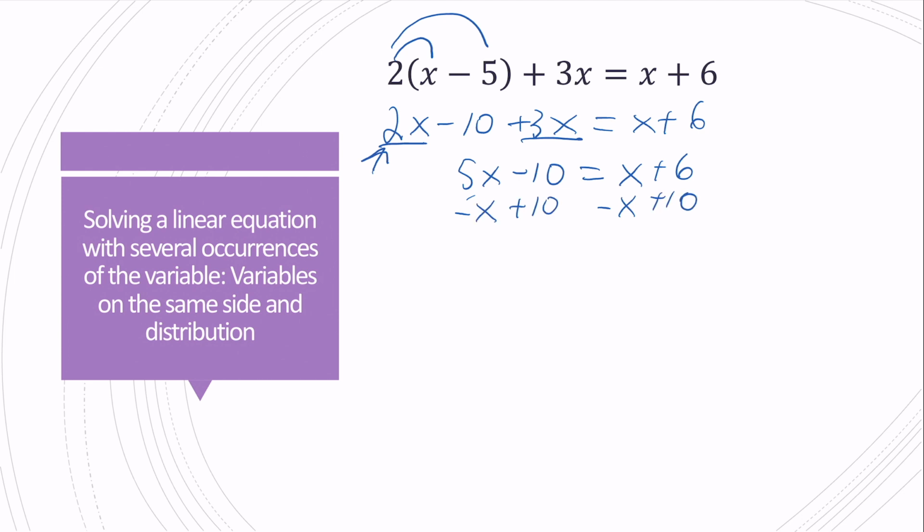I'm moving my variables to the left and my constants to the right, and I can do this in one step or two. I'm doing it in one this time because I'd already shown you how to do it in two. So I have 4x equals a positive 16 because my negative 10 cancels out and my x cancels out. So I get x equals 4 as my final answer. And if I was nervous, I could go ahead and check that answer.